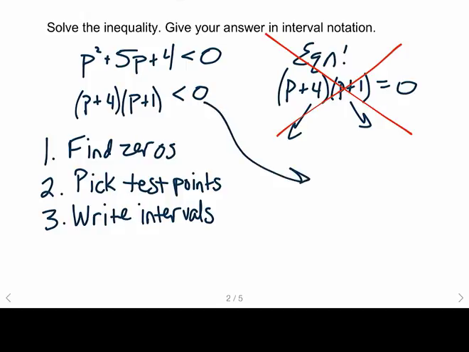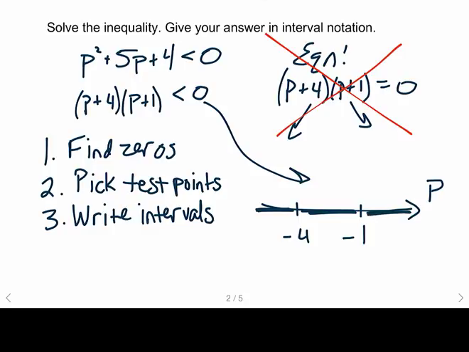First, we're going to find the zeros. The zeros are negative 4 and negative 1. And we're going to consider this to be like a p-axis. Negative 4 and negative 1 divide the p-axis into three regions, intervals if you will. There's one to the left of negative 4, one between negative 4 and negative 1, and one to the right of negative 1.